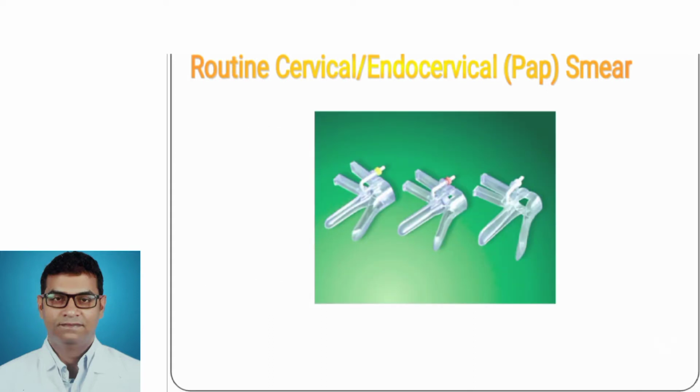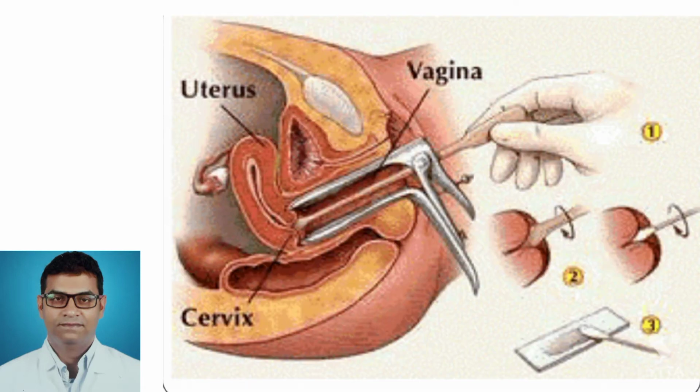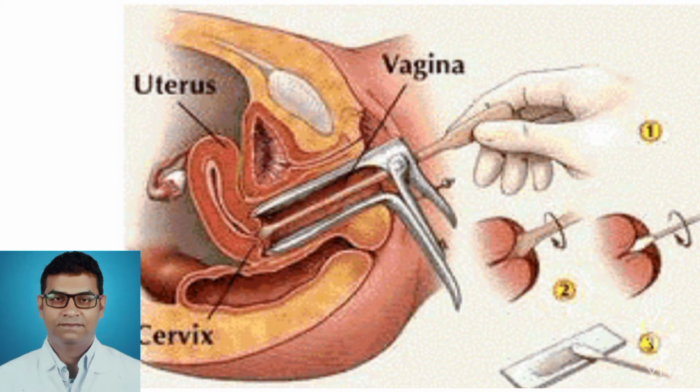These are the speculums that are used for visualizing the cervix, and these are the various spatulas, Ayre spatulas, and other instruments used for the Pap smear. This is a picture showing how the speculum is kept and the spatula is inserted. Pap test is being conducted.